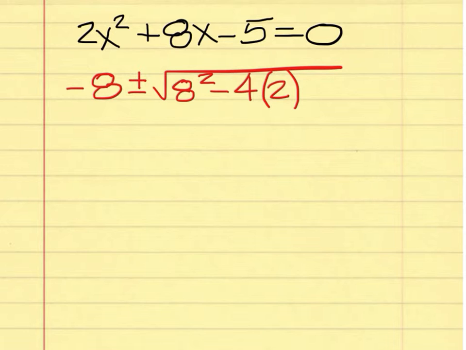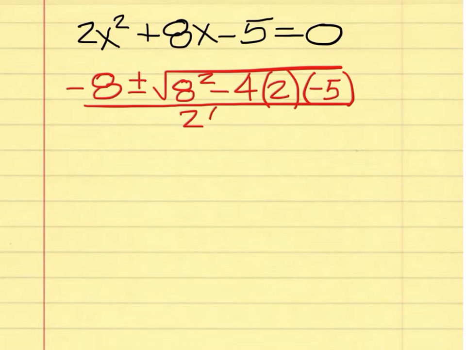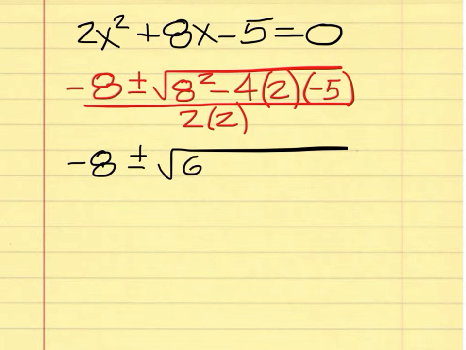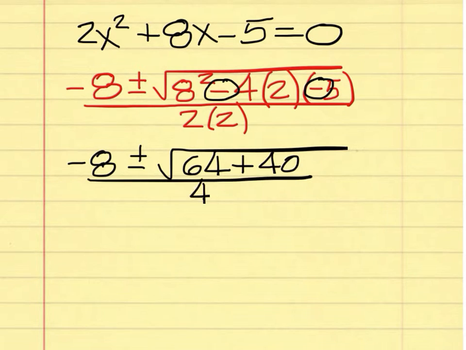A is 2 and c is -5. On the bottom you'll have 2 times 2 because a is 2. Alright, let's simplify. -8 plus or minus 8 squared is 64. We have minus and then a negative. That changes to plus. 4 times 2 times 5 is 40. And on the bottom that's a 4.